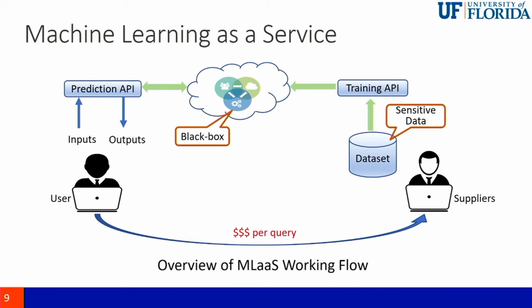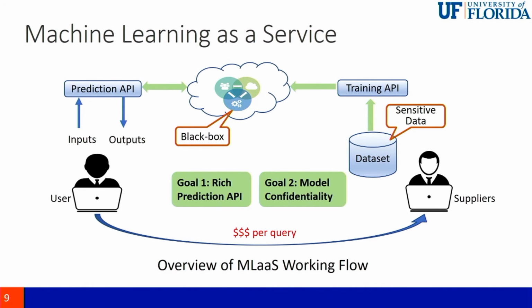We know that the original data set is normally sensitive data, and the machine learning model is a black box. So eventually, for this machine learning as a service, they want to achieve two goals. First, they can provide a very rich prediction API.